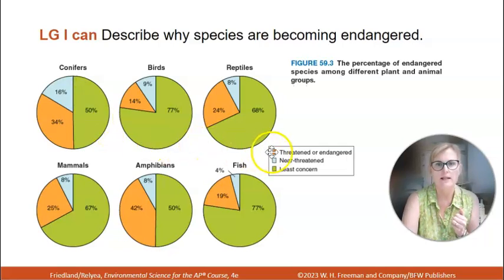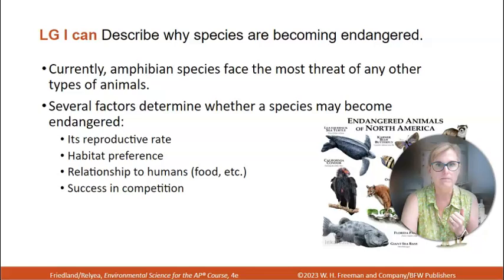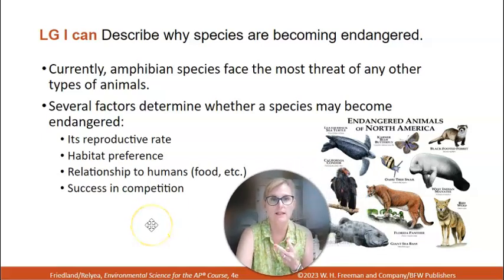You can see that threatened or endangered is in orange, so you can see the different species and which ones are more or less. You don't have to know that for your AP test, but it is an interesting pie chart. Currently, amphibian species are the worst, and they have the biggest threat for being endangered, mainly due to pollution. They're indicator species as well.